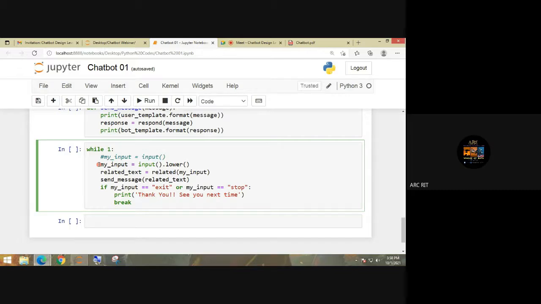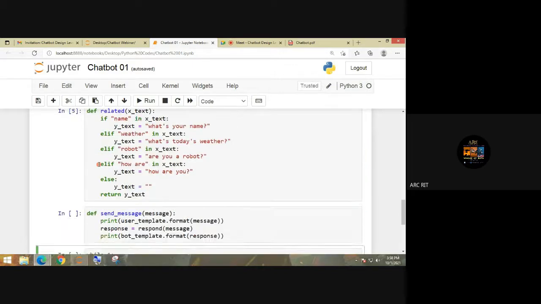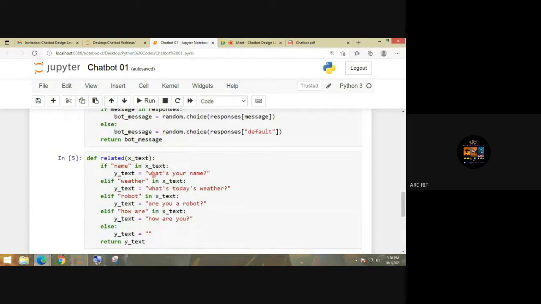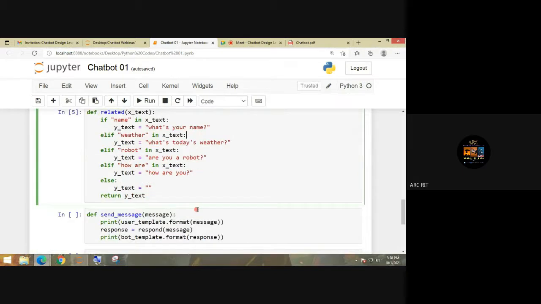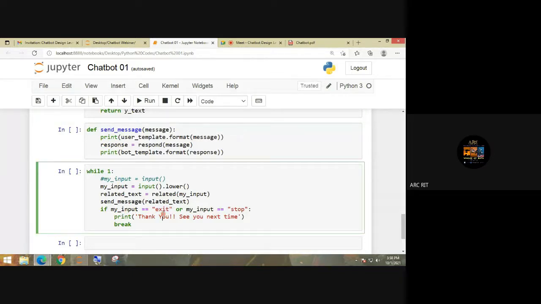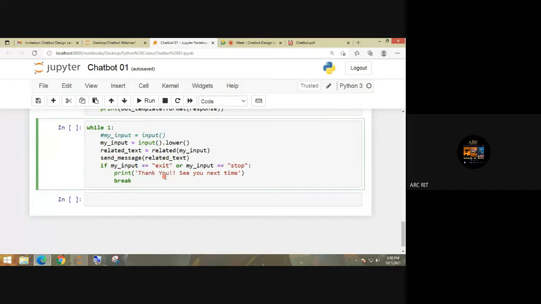Okay, so related text, I've got one related text also here. This is related text, so I'll relate it to my input. If someone writes name, then it will be related to what's your name, then send message, it will send message. If my input is exit, or I'm writing stop, then the message should be, thank you, see you next time. And then I'll break the conversation.